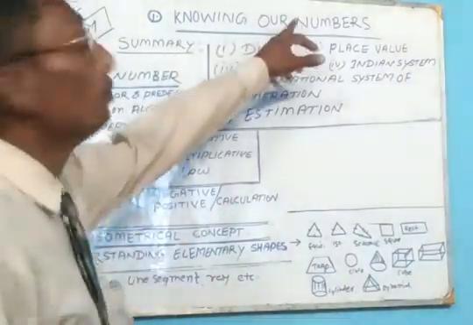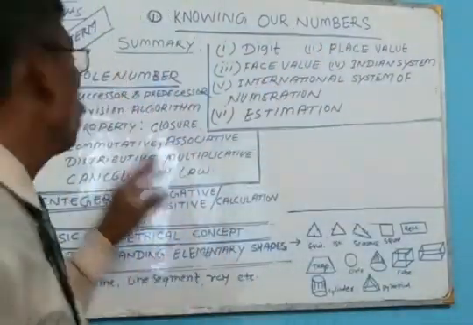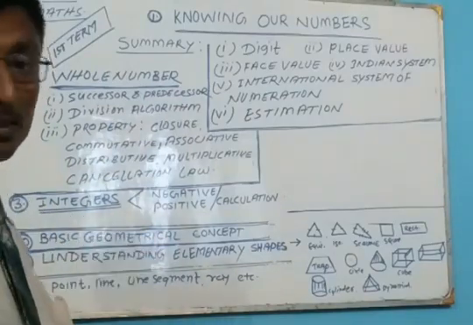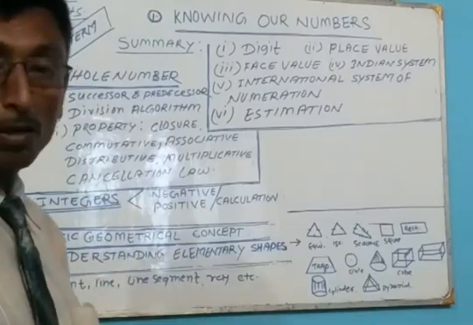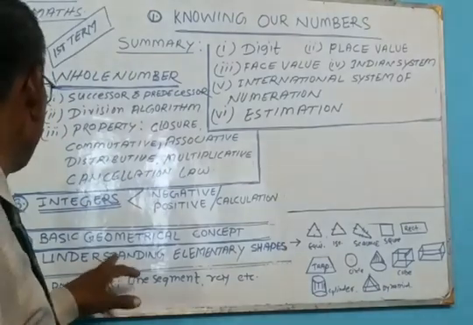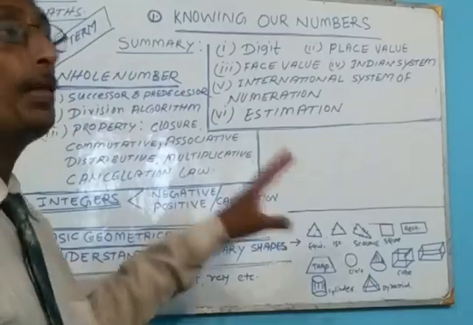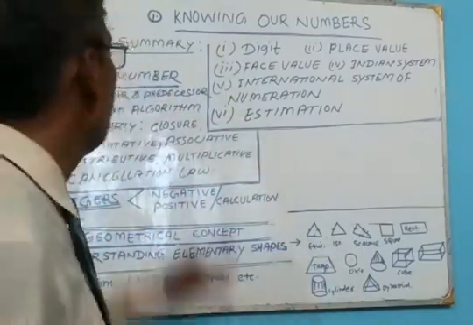First is knowing our numbers. Second is whole numbers. Third is integers. And fourth is basic geometrical concept. And fifth is understanding elementary shapes. So there are 5 chapters under the first term syllabus in mathematics.